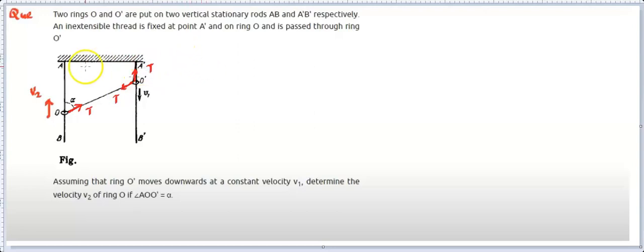Now we can use this coordinate system, that means the usual coordinate system. We can call this the x direction, i cap, and we can call this the y direction, that is j cap. That's the usual coordinate system that we follow. And then we can do the components of these tensions. This tension can be made into two components, one in the i cap direction, another in the j cap direction. So this will become T cos alpha, because alpha is given to us. Another component will be horizontal, that is T sin alpha.